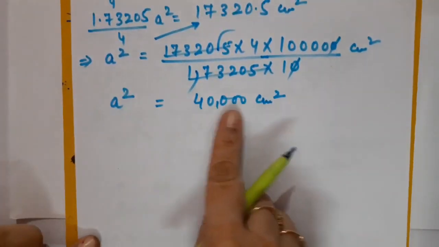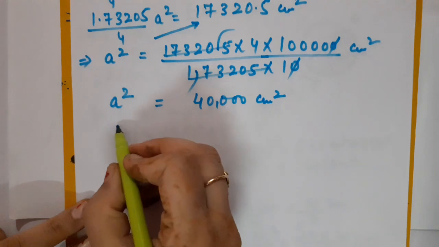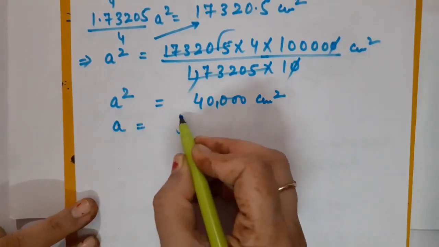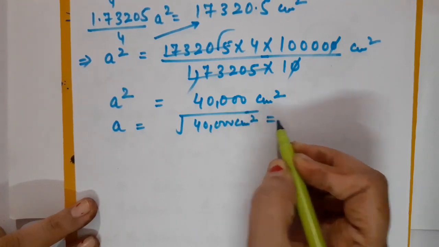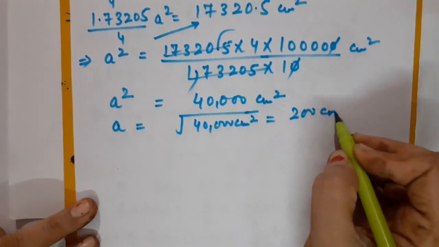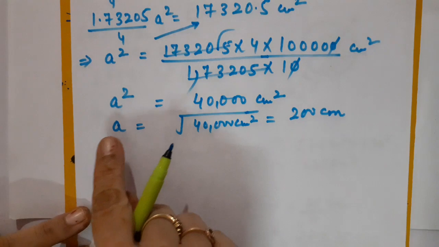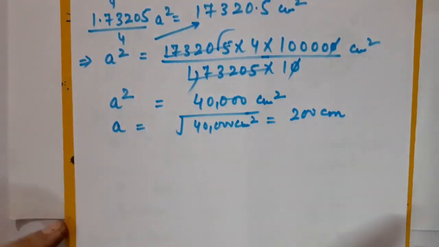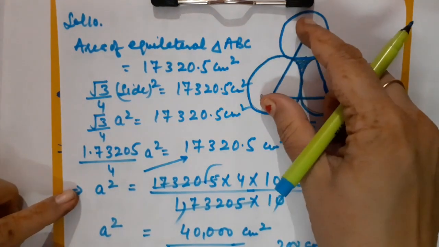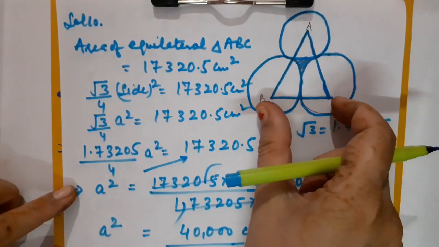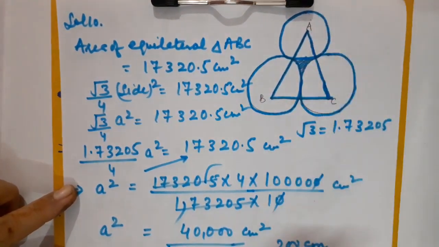Now, as you know that this is a perfect square, yes or no? So the value of A will be under root 40,000 centimeter square. So that will be 200 centimeter. Correct? This is the side of an equilateral triangle. So I can say that complete AB is 200 centimeter, BC 200 and AC is 200.